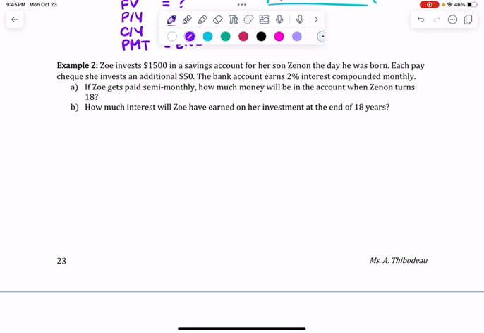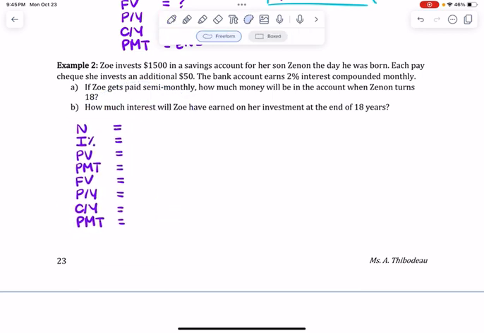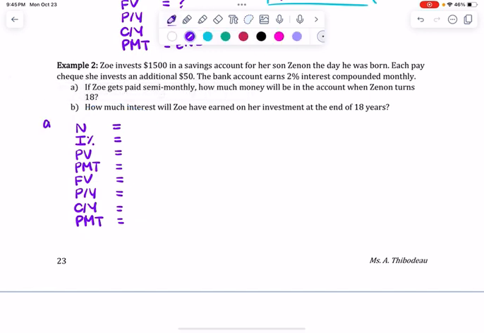Okay, so for part A here, we're talking about how much money is ending up in that account. And we are having compound interest there, so we are using TVM, and these are the values for the TVM input. All right, going straight into it, Zoe's investing $1,500 the day he was born. That is a one-time investment. She's not doing it every day, because who has that kind of money? But just once. So that is going into my PV spot.